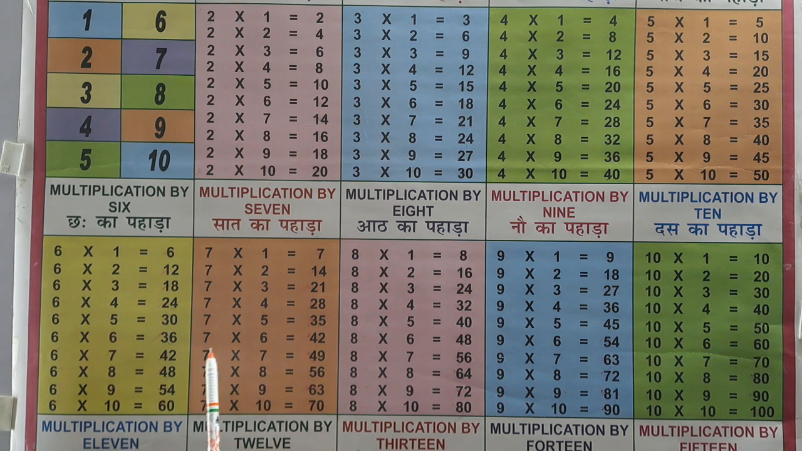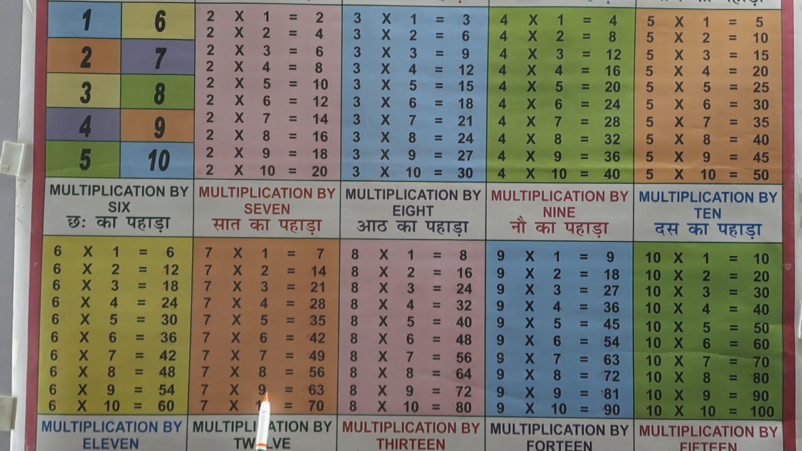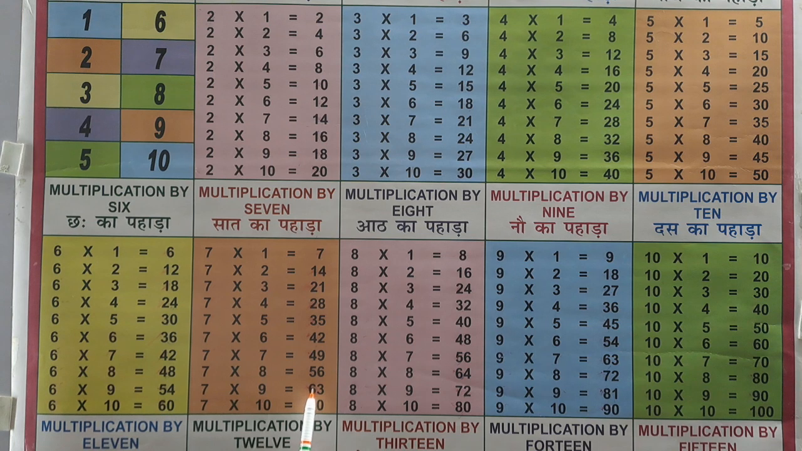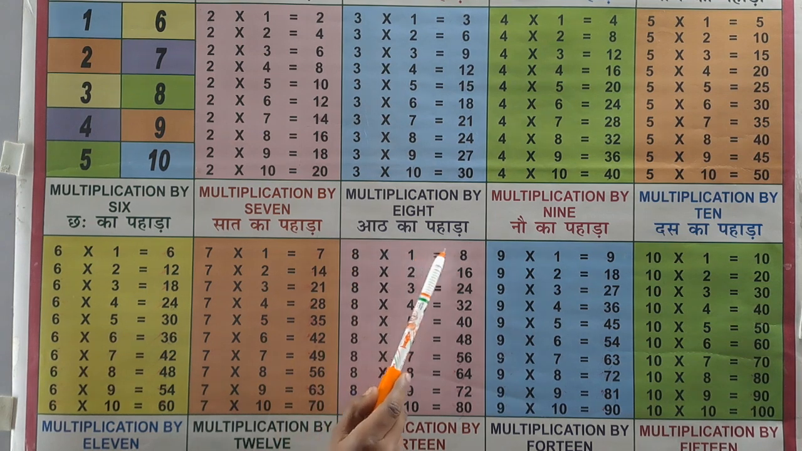7 sevens are 49. 7 eights are 56. 7 nines are 63. 7 tens are 70. 8 ones are 8.